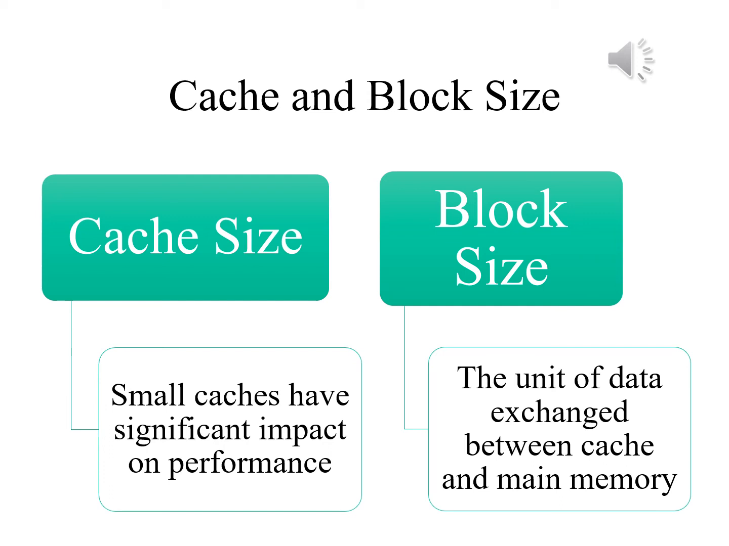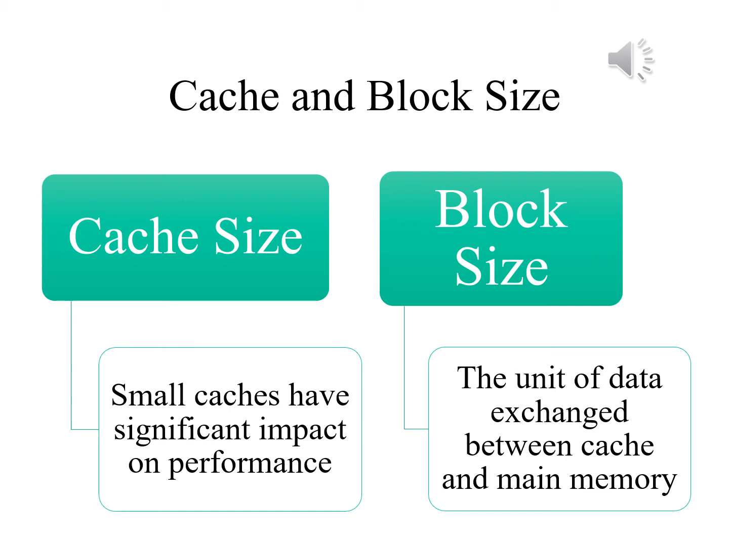It turns out that reasonably small caches can have a significant impact on performance. Another size issue is block size, the unit of data exchanged between cache and main memory. As the block size increases from very small to larger sizes, the hit ratio will at first increase because of the principle of locality: the high probability that data in the vicinity of a referenced word are likely to be referenced in the near future.